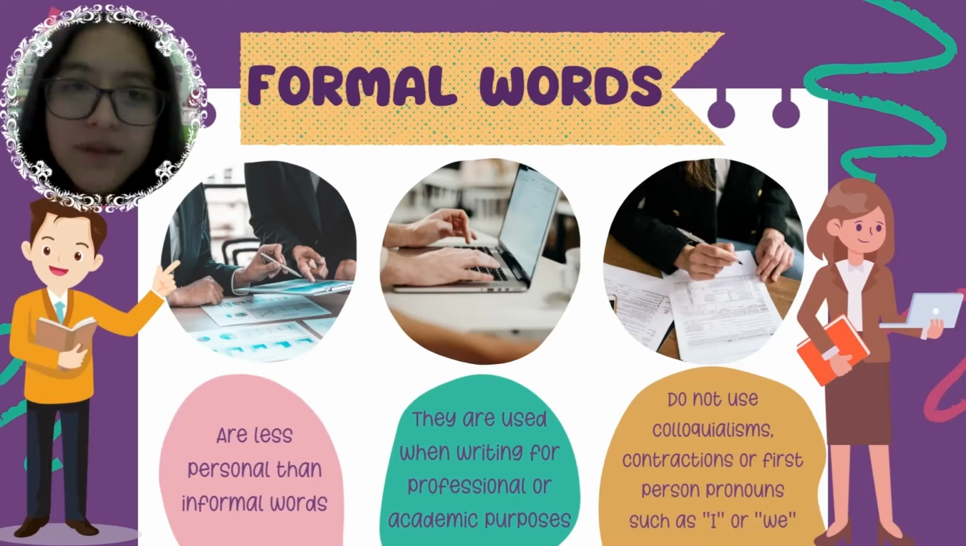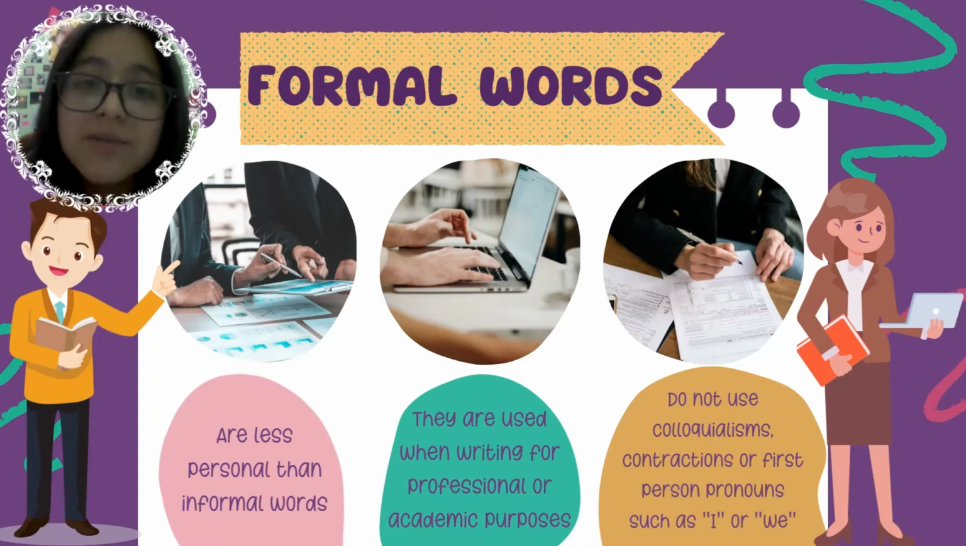Now let's see formal words. Formal words are less personal than informal words. They are used when writing for professional or academic purposes, some of which by nature or purpose must be formal, such as university papers or legal texts. A lot of words that we associate with this type of text, like herein, hereunder, whoever, that have an archaic tone, are marked in dictionaries as formal. Also, formal words don't use colloquialisms, contractions, or first-person pronouns, such as I or we.